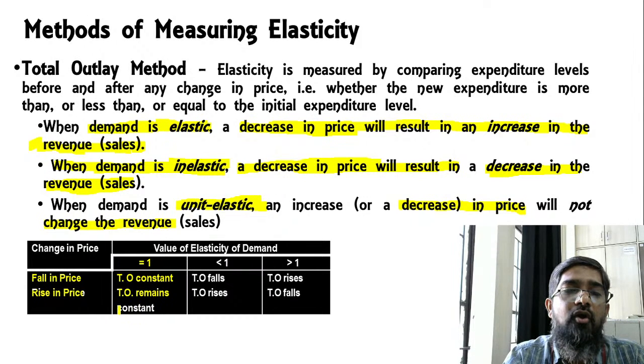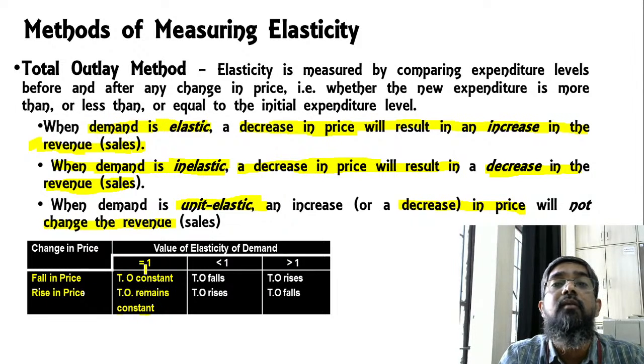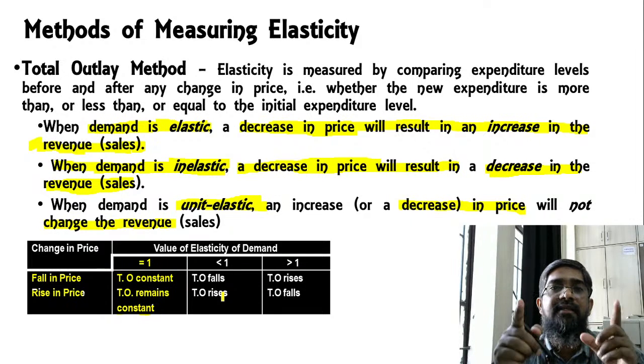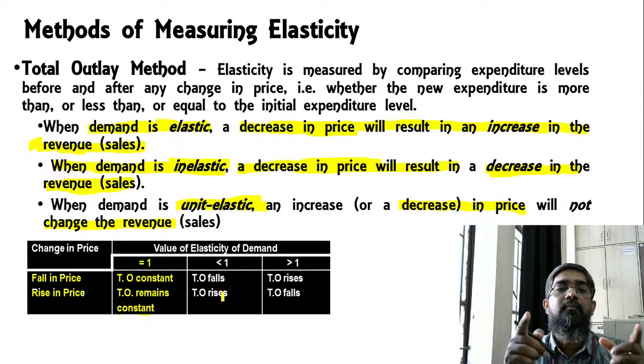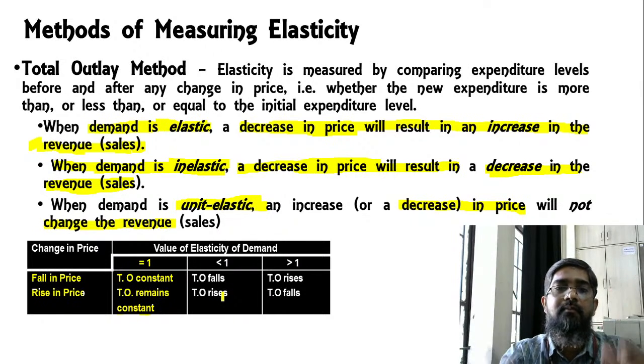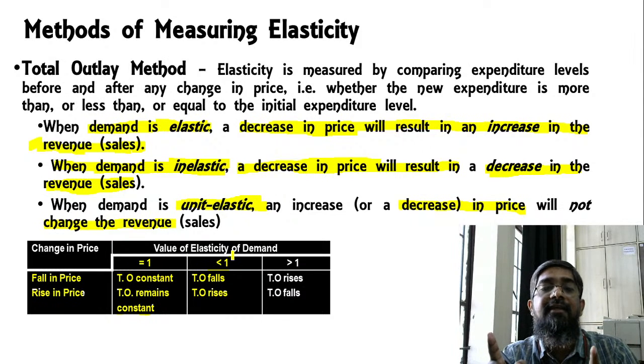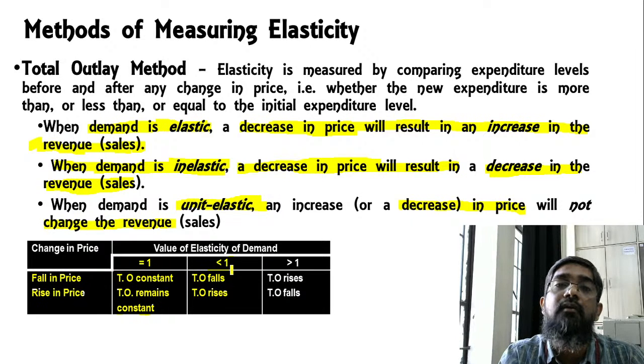So if your outlay remains constant whether price falls or rises, in such a case elasticity will be equal to 1. Next case, price falls, total outlay also falls; price rises, total outlay also rises. That means both are going in the same direction. Price decreases, total outlay also decreases. Price increases, total outlay also increases. Both in the same direction. When direction of change in price and outlay is the same, in that case elasticity will be less than 1. I am repeating again, if direction of change in price as well as outlay is in the same direction, then elasticity will be less than 1.